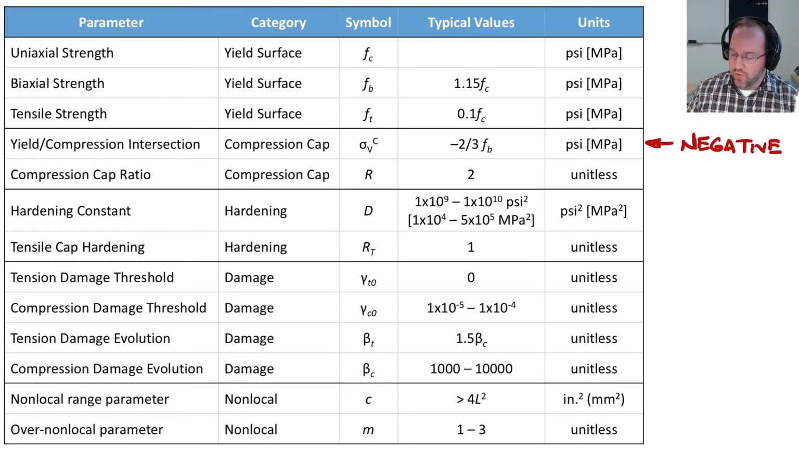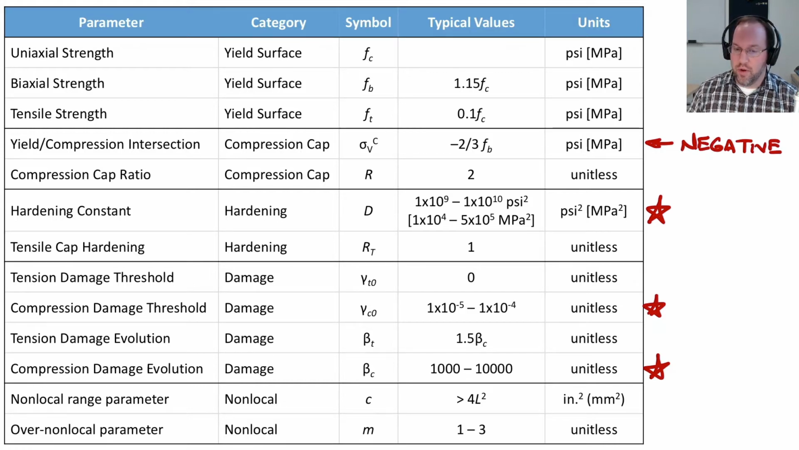For hardening, the constant D defines how much hardening we have. Now, that can vary within a certain range, but that is something that we'll need to calibrate to our stress strain curve. On the other hand, there's a specific tensile hardening property RT here that's pretty much always set to 1, and that never really changes. If we move down to damage, there are two parameters that we need to calibrate to our stress strain curve, and that is the compression damage threshold and the compression damage evolution.